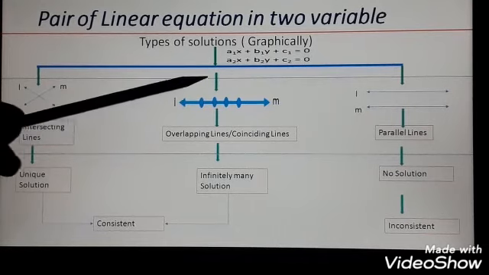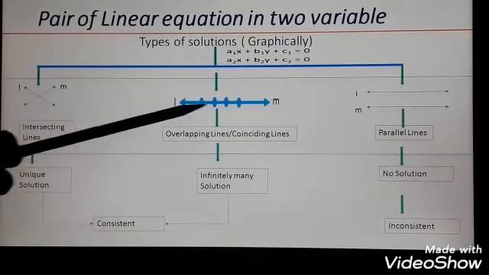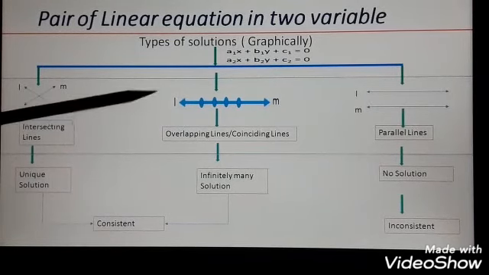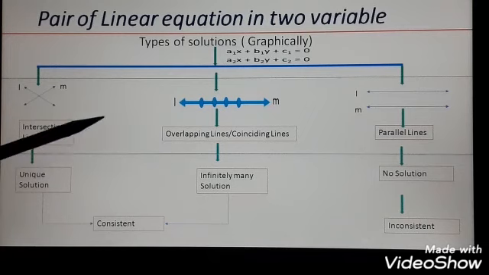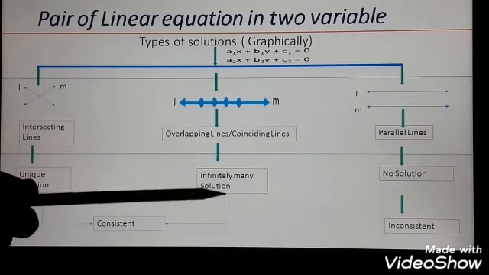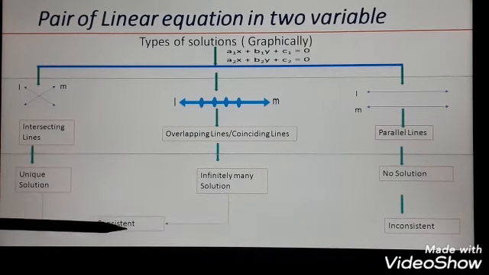Second, if the lines are overlapping, both the lines are coming at the same place. So a line is having infinitely many points. The other line will also have infinitely many points. So overlapping lines will have infinitely many solutions. And since they have a solution, they also fall in the category of consistent equations.